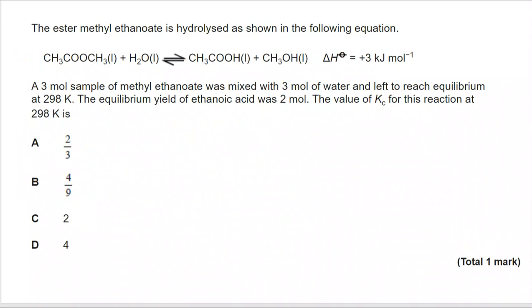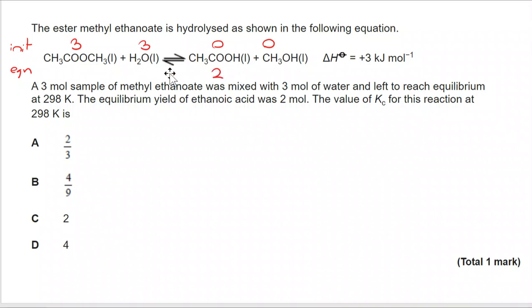And on this one, we're once again doing initial equilibrium mole calculations and going through to do Kc. Time is of a premium when you do multiple choice, so I'm not drawing out the full table. I've got my initial moles above, 3 moles, 3 moles. I'm assuming 0 moles of product. And I've also been told 2 moles of ethanoic acid have been made.